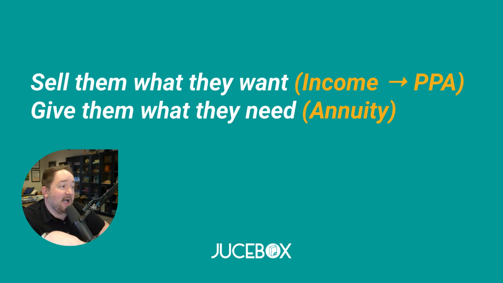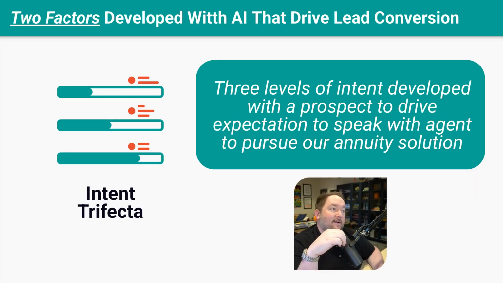And so we have to have a high level of awareness and an express desire to solve the problem first, before we ever get to the product. Okay. The next component, after we've used click congruence, is the intent trifecta. These are the three levels of intent that we develop with the prospect on the landing page to drive their expectation to speak with a licensed agent to pursue the solution to their problem.